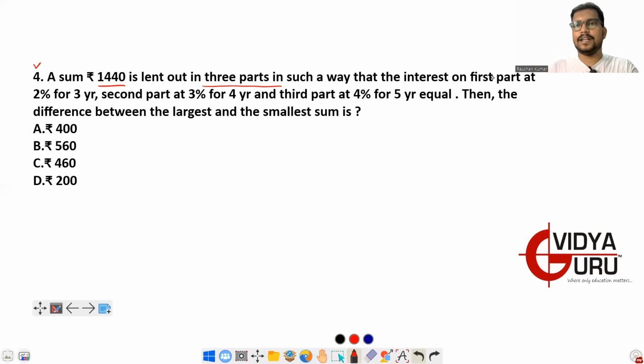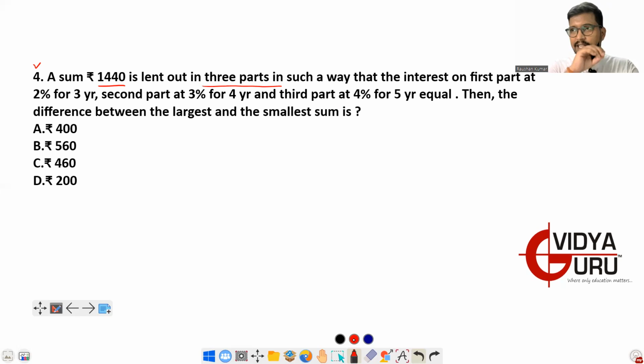interest on the first part at 2% for 3 years, the second part at 3% for 4 years, and the third part at 4% for 5 years are equal, basically, right? So then the difference between the largest and the smallest sum. See, a very interesting question and very easy also.